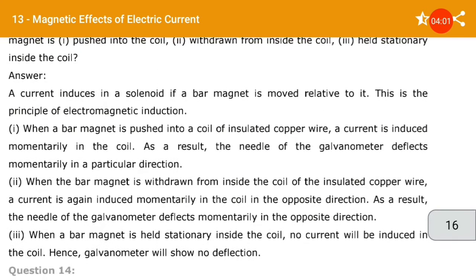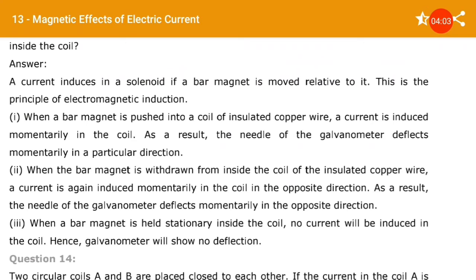possibilities are given. So in that, a current is induced in a solenoid if a bar magnet is moved relative to it. This is the principle of electromagnetic induction. So first case, when a bar magnet is pushed into a coil of insulated copper wire, a current is induced momentarily in the coil. As a result, the needle of the galvanometer deflects momentarily in a particular direction.